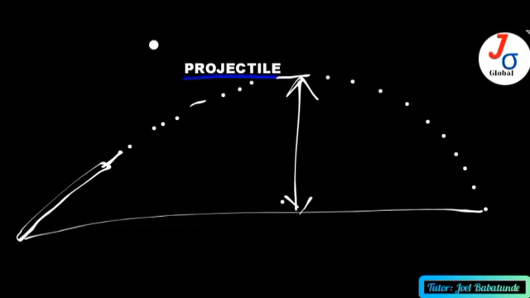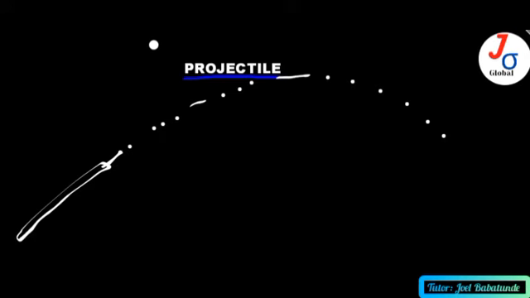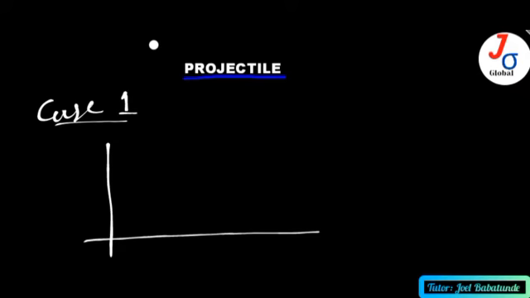So we're going to be looking at different cases of projectile. I'm going to start with the first case, which I'm going to call case 1. And how does that look? It looks like this. That means an object is projected upwards in this direction.